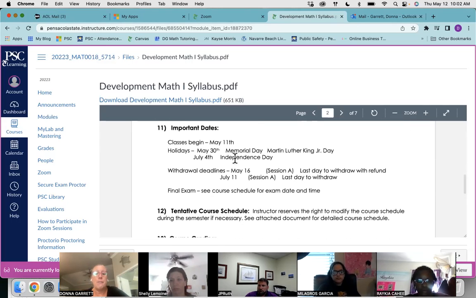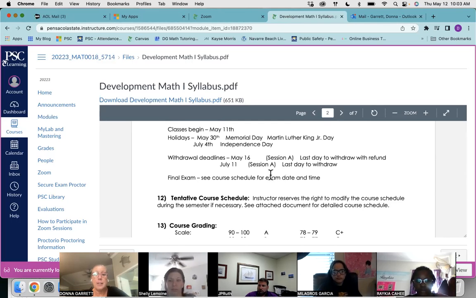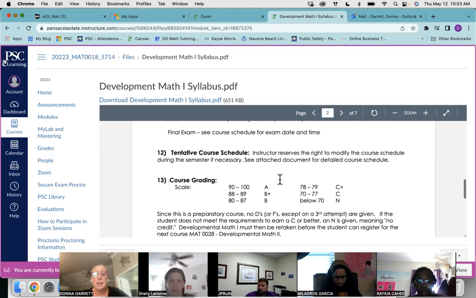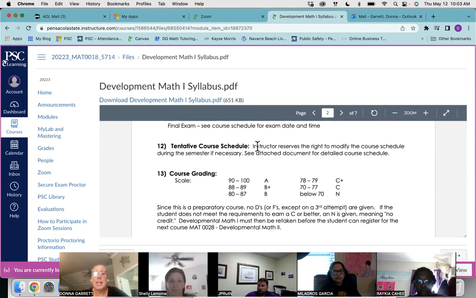Important dates, none of that falls. We have Memorial Day and Independence Day, but none of that falls on any of our classes. There's your withdrawal dates. If you're looking to withdraw, that's for you. Hopefully not. Final exam, that's on the schedule, which I'll show you next. Okay, I have a schedule and you'll see the schedule in a few minutes. That is tentative because this is online and I don't know if I'm going to be spending more time on a certain topic that you need more help with. So it could change at any time, but it's a good outline of what we're doing.